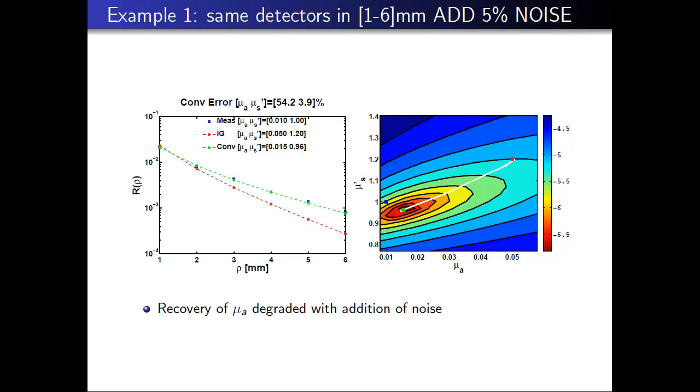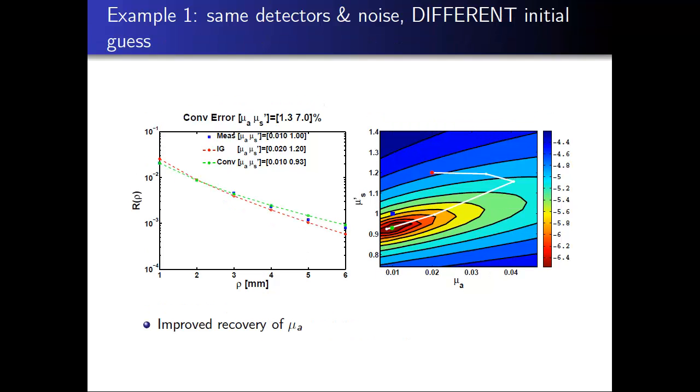So I showed, let's see. Yeah, so now let's add some noise, 5% noise. And with this addition of noise, the convergence of mu A is slightly degraded. This is a lot of noise, but just to give you a feel that when you add noise to the measurements, it can affect how you recover your optical properties. Makes sense. Reasonable result. But let's say we chose the same amount of noise, but a different initial guess, and we get some improved recovery because you may come into this basin in a different way using the gradient information.